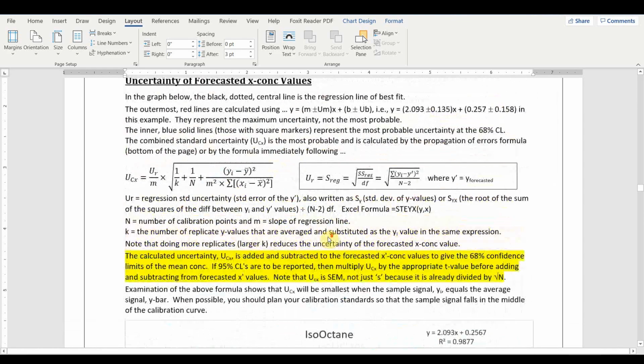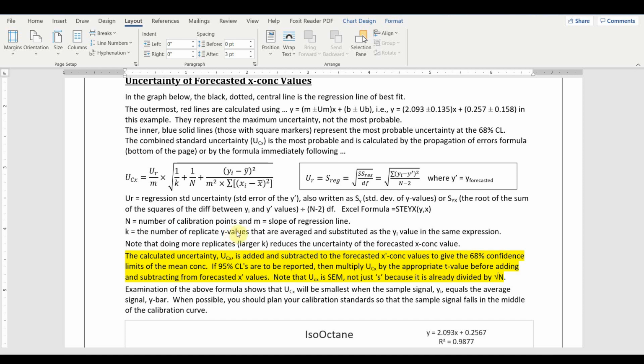Back at the top of the page, we'll look at the alternate formula that most authors use. So this is the formula that is most commonly used to calculate the standard uncertainty of a forecasted concentration from a regression line. Look at the terms with me. This is the standard error of the regression, uR, given by LINEST, divided by the slope, times the root of these terms added together, 1 over k. Now k is the number of replicate y values, or instrument responses.